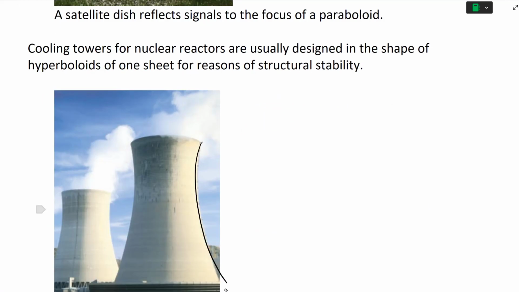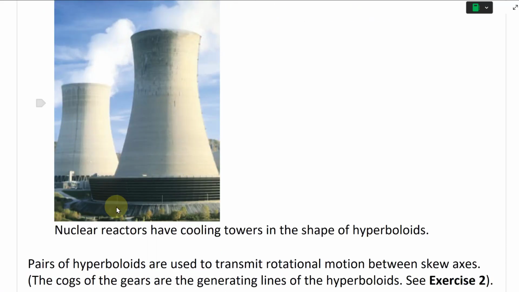So there's the hyperbolas on this axis, and then you're going to have the ellipse on the horizontal. That's pretty cool stuff there, of one sheet. So you have just one sheet like that. And there's the nuclear reactors. Nuclear reactors have cooling towers in the shape of hyperboloids.